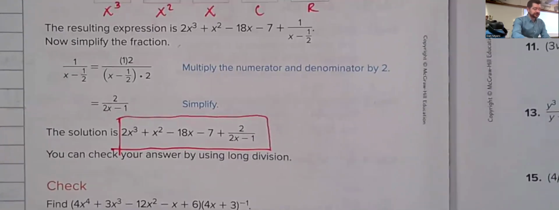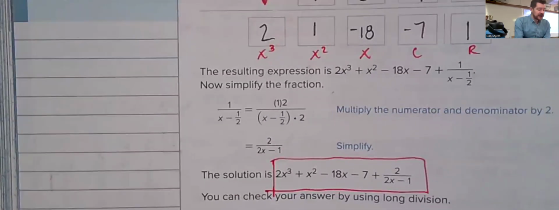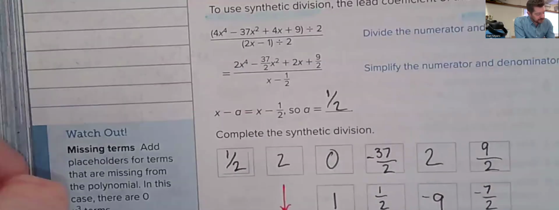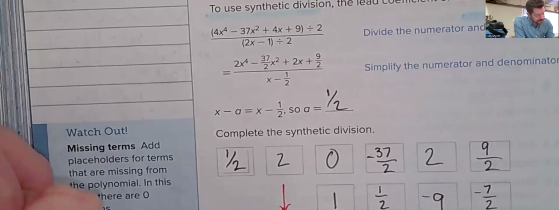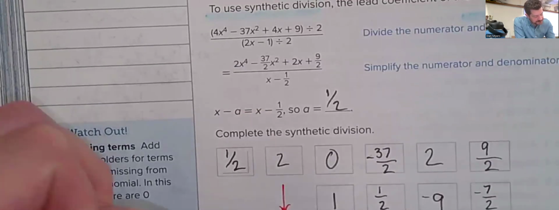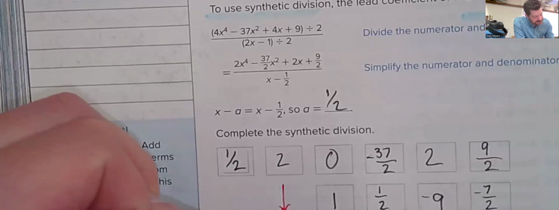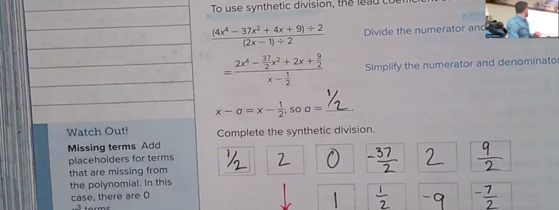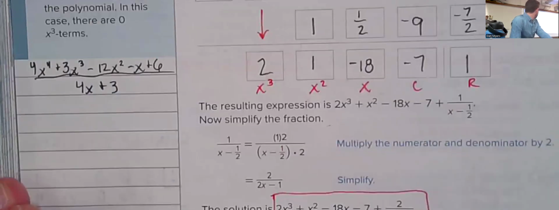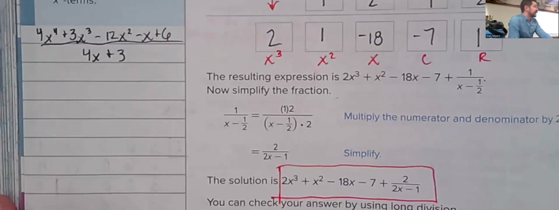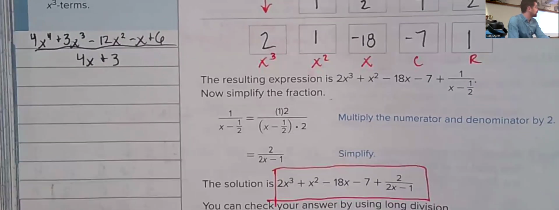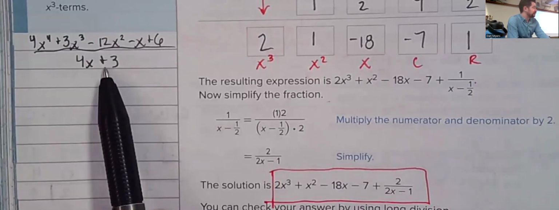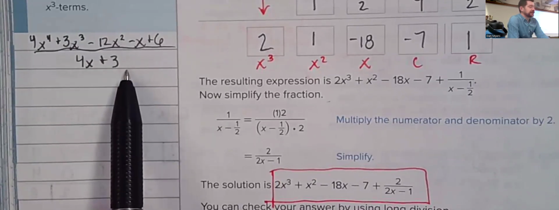So I'm going to set this up over to the side. Let's write this out. We've got ourselves 4x to the 4th plus 3x cubed minus 12x squared minus x plus 6 divided by 4x plus 3. Remember from yesterday that when you have something in parentheses taken to the power of negative 1, you can turn that into a denominator. So that 4x plus 3 to the negative 1 power, move it to the denominator, and you end up with 4x plus 3.